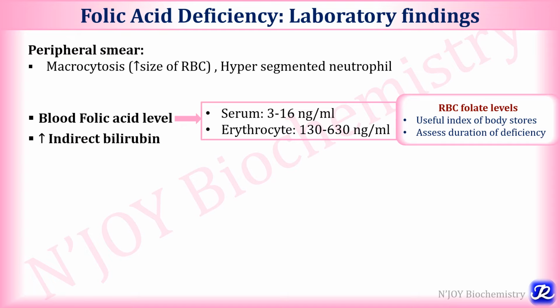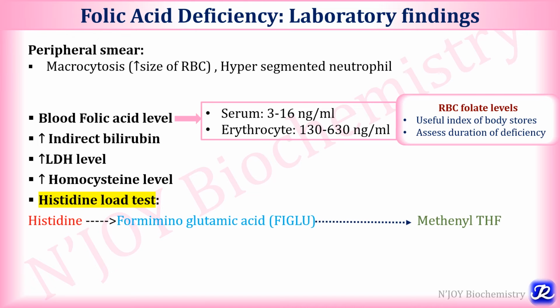Here, due to ineffective erythropoiesis and hemolysis, there will be increased indirect bilirubin. LDH level is increased due to the hemolysis. Homocysteine level will be increased due to deficiency of folic acid.